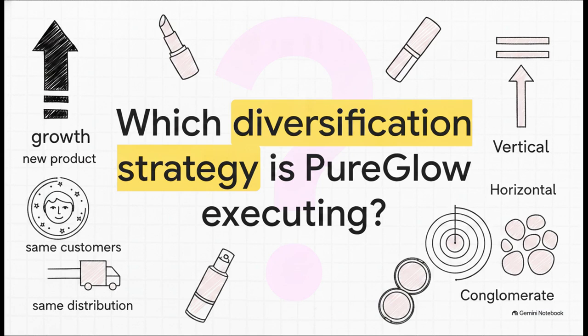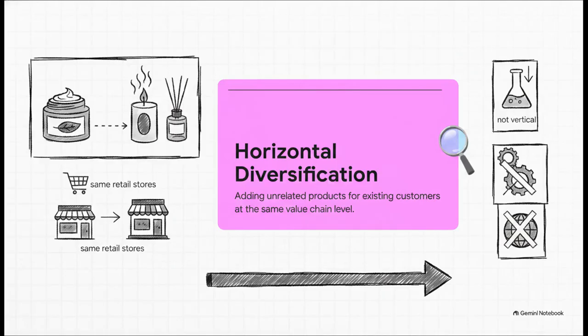Based on the 4 types we just covered, horizontal, vertical, concentric, or conglomerate, which specific diversification strategy is Pure Glow Cosmetics actually executing here? Take a second, pause, and think about the variables. Is it a new product? Yes. Is it the same customers? Yes. Same distribution? Yes. Got your answer?